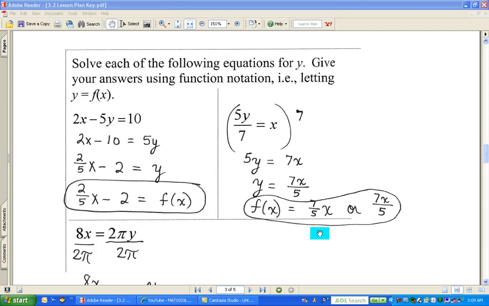Now, even though you weren't asked it here, let's tie in past concepts. This is a linear function. M, which is the slope, would be 7/5, and you don't see b, which means that b would be 0. So the y-intercept would be the ordered pair 0, 0.